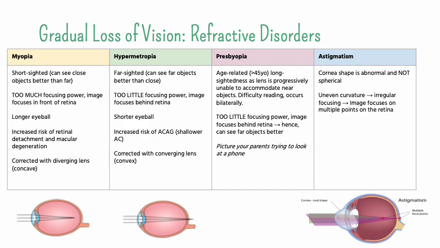Astigmatism is when the cornea shape is abnormal and not spherical. Essentially, the eye itself has an uneven curvature, causing irregular focusing, and so the image focuses on multiple points on the retina. And if you have astigmatism, what you'll realize is that when you're driving at night, there are these lines that kind of shoot out at different angles from the lights.